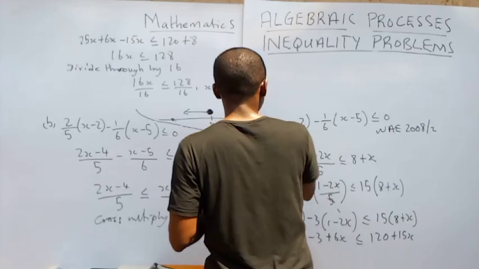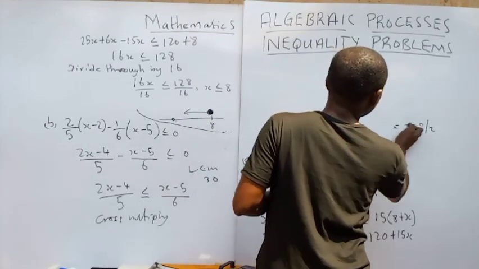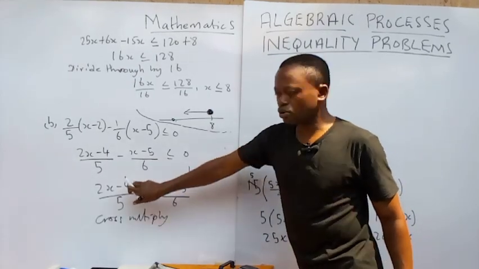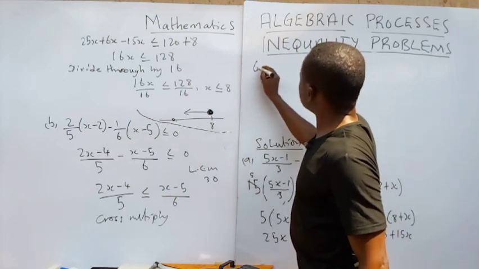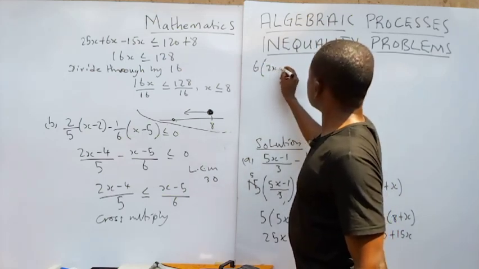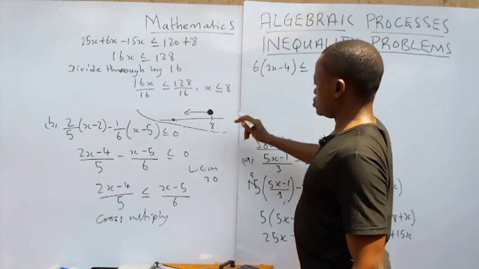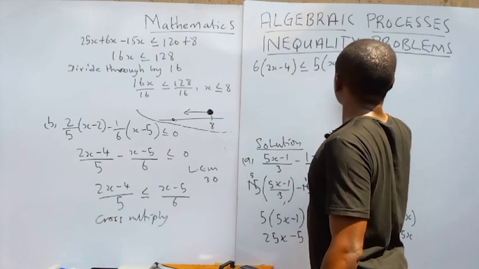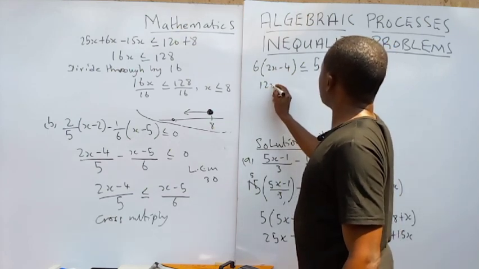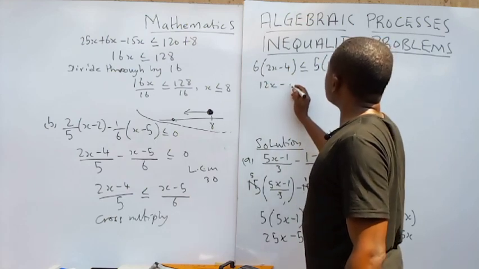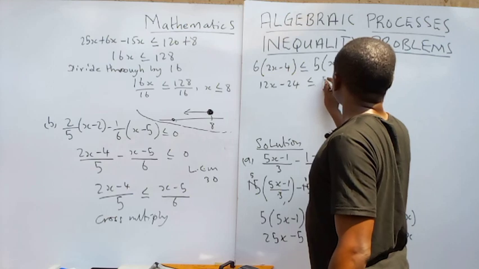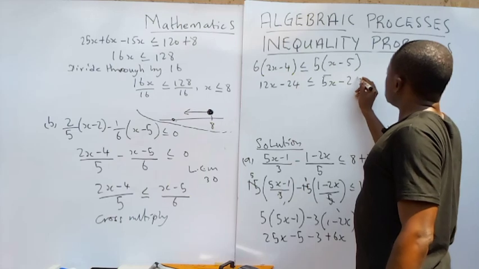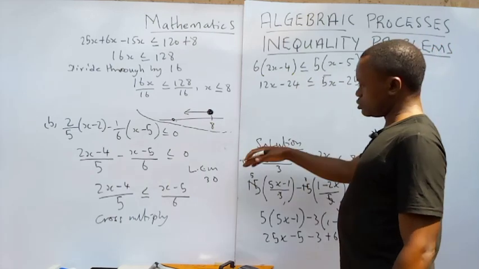So if we have this 5 multiplying this and this 6 multiplying this, we're going to have 6 in bracket 2x minus 4 less than or equal to 5 in bracket x minus 5. All right, so we have here 12x and here minus 24 less than or equal to, this is 5x, I'm sure you can see that, minus 25. The bracket is gone, the fraction is gone.